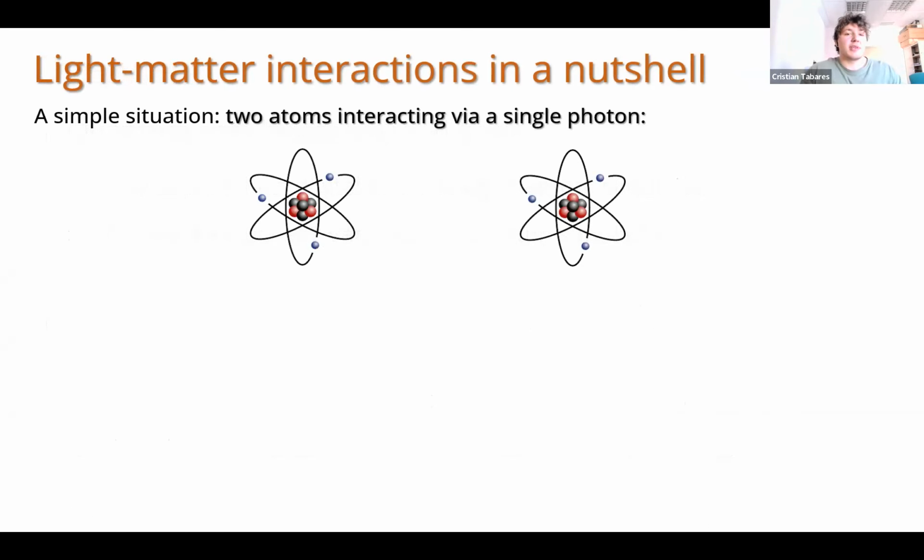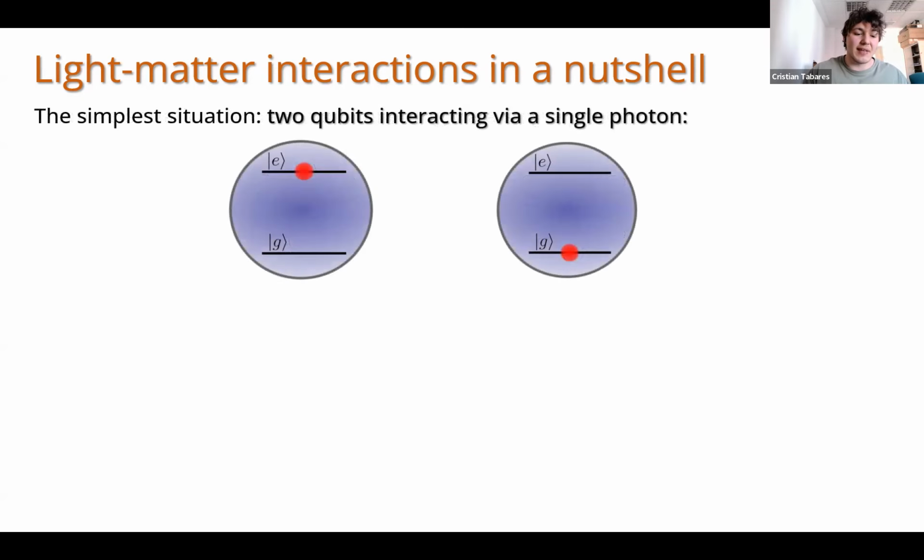Okay, so just think about this, okay? We have two atoms, okay? And for a simple situation, we have two atoms and we want them to interact via a single photon, okay? So this is very complicated. I'm sure that most of you know atomic physics, and this is by no means a simple situation. So we simplify it and consider the simple situation.